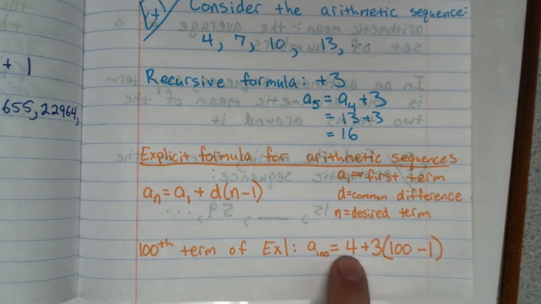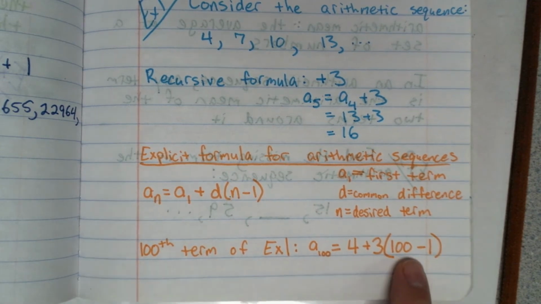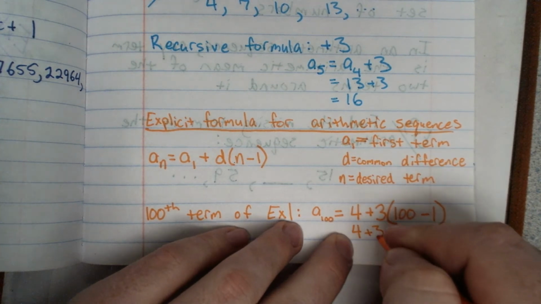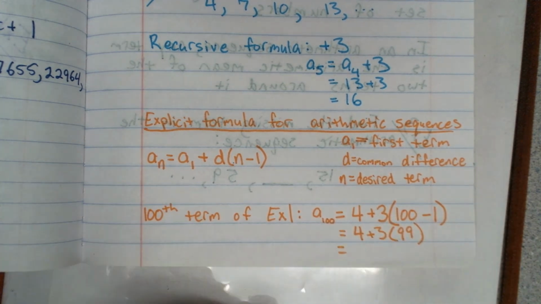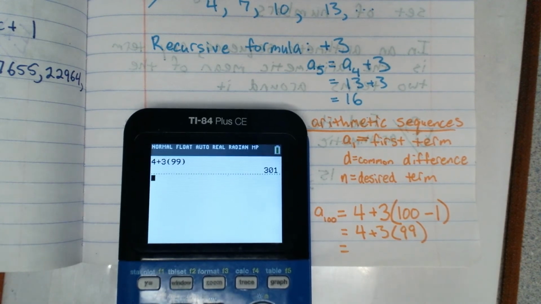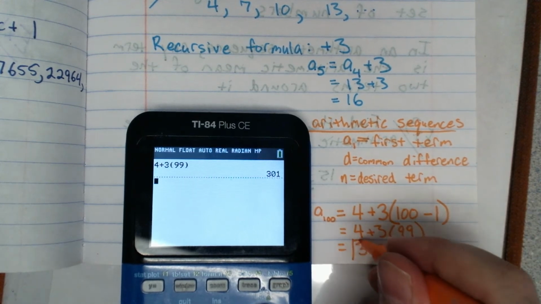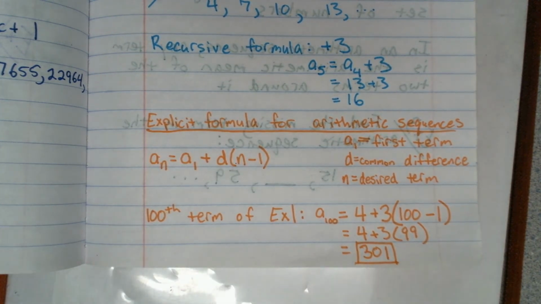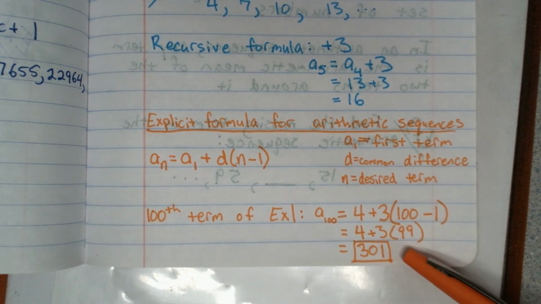So if I want to go from the first term to the 100th term, I don't need to add 3 100 times. I only need to add 3 99 times. So this is 4 plus 3 times 99. So the 100th term in this sequence is 4 plus 3 times 99, which is 301. So that's one nice thing here, because I don't have to go through and find every single term between 1 and 100. We can use that formula to find it a lot more quickly.